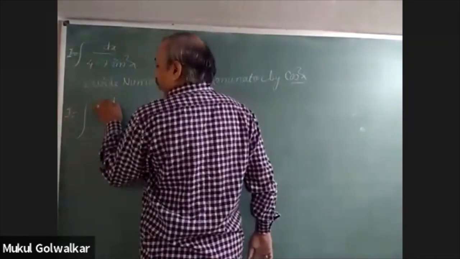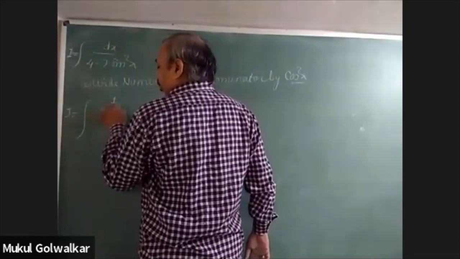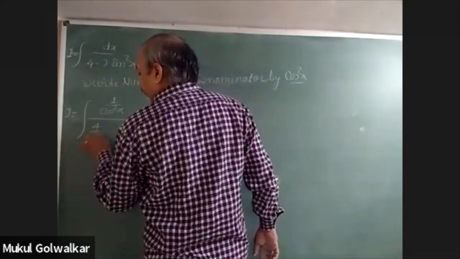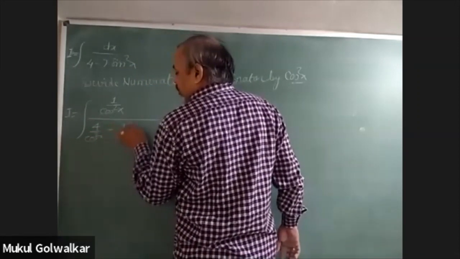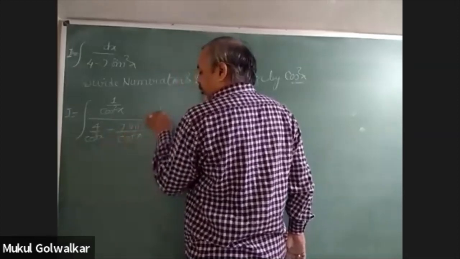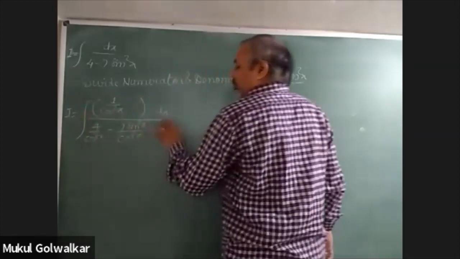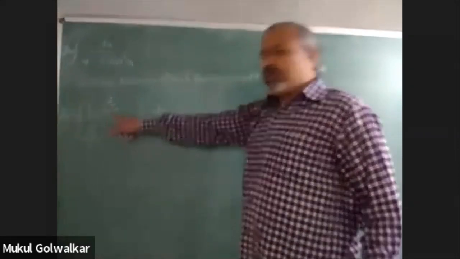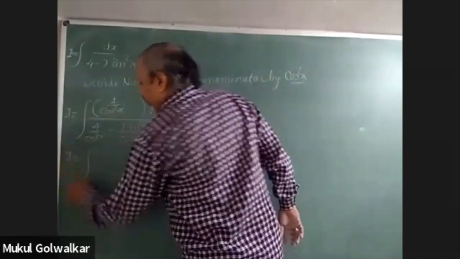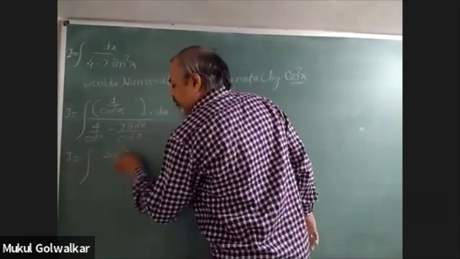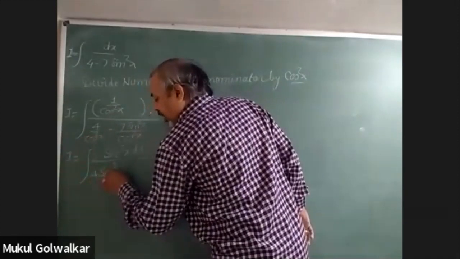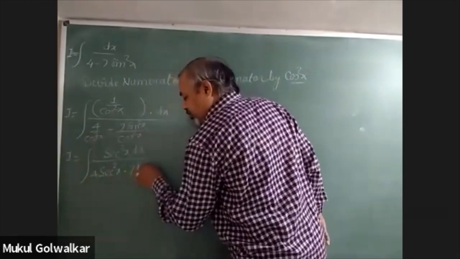So that gives me 1 upon cos square x whole upon 4 upon cos square x minus 7 times sin square x upon cos square x dx. Okay, so that is the exact division of numerator and denominator, and then we go for further simplification. This will be equal to sec square x dx divided by 4 into sec square x minus 7 tan square x.